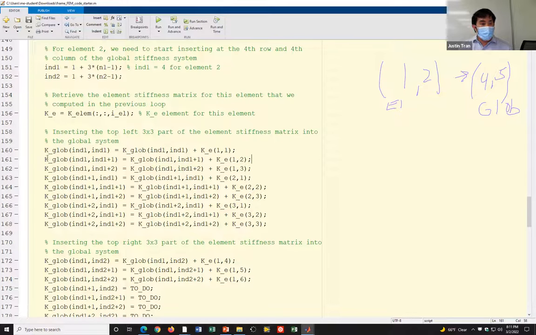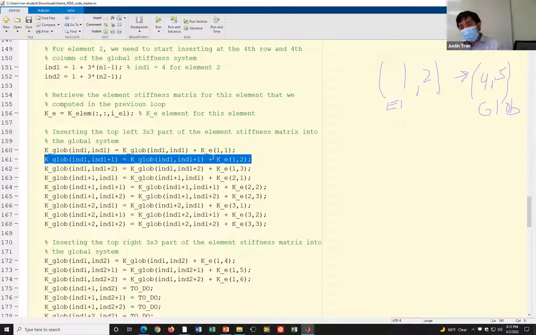Okay. And so you can see here that we're referencing K-glob. Remember, K-glob is our global stiffness matrix. Okay. And so what we say is that K glob at IND1, comma, IND1 plus one, right? Remembering that IND1 here is four, right? And so K glob at four comma five, right? So it's four comma five here, is equal to K glob, the same thing, okay? So four comma five plus KE, where KE here, remember, is our element stiffness matrix, okay? At one comma two.